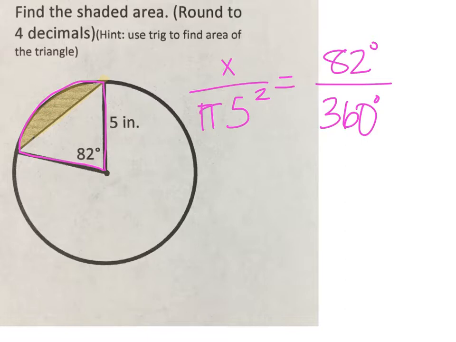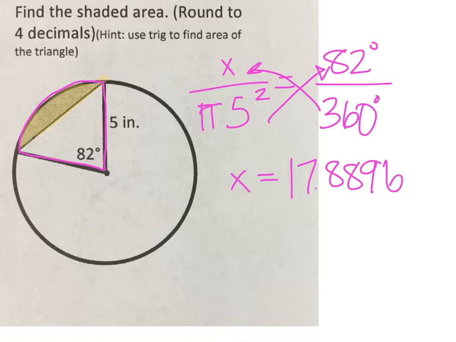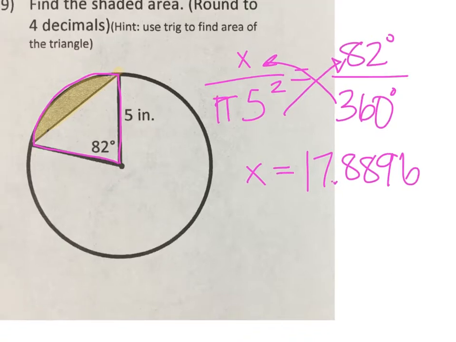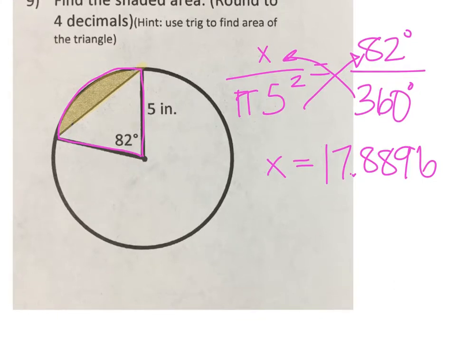So here we have our proportion, and we want to cross multiply. So we have 360x, and we have that product there. And when I do all of this in my calculator, I get 17.8896 as the area of this entire sector, the whole thing. So now I just need to figure out what the area of this triangle is.